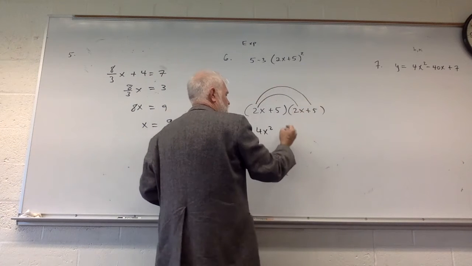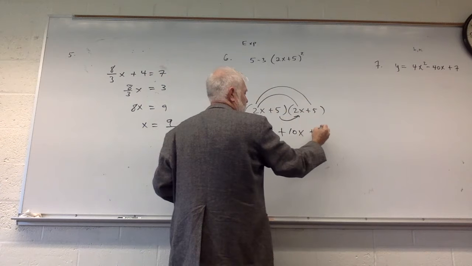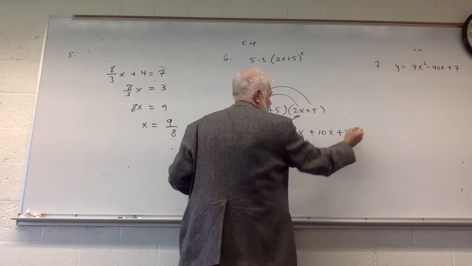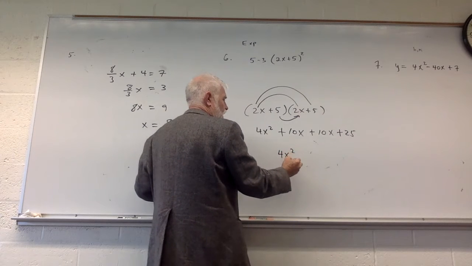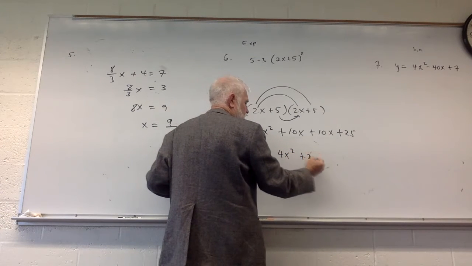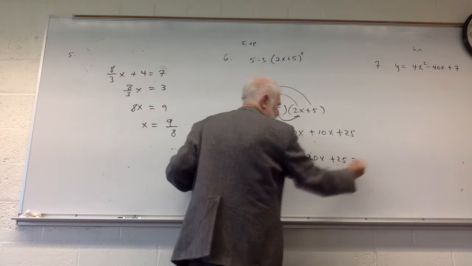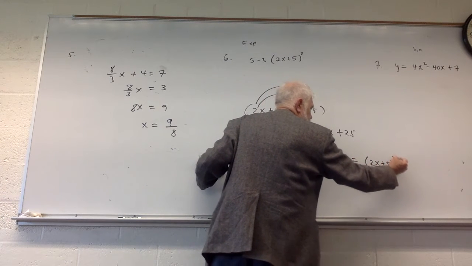We got to do 2x times 5, which is 10x. We got to do 5 times 2x, which is 10x. And we got to do 5 times 5, which is 25. So what this is saying is 4x squared plus 20x plus 25 is identical to 2x plus 5 squared.